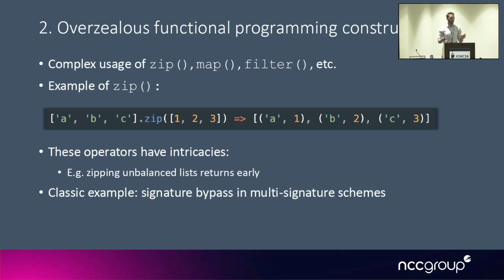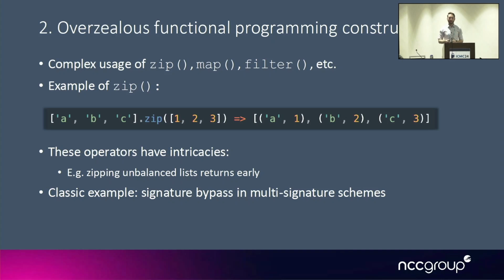Zip takes 2 vectors, 2 iterators, for example, A, B, C, and 1, 2, 3, and then it will zip them together. That is, it will create an array of pairs of values corresponding to elements of the 2 arrays at the same indices. So if we have A, B, C, and 1, 2, 3, and we zip them together, we will get A1, B2, and C3.